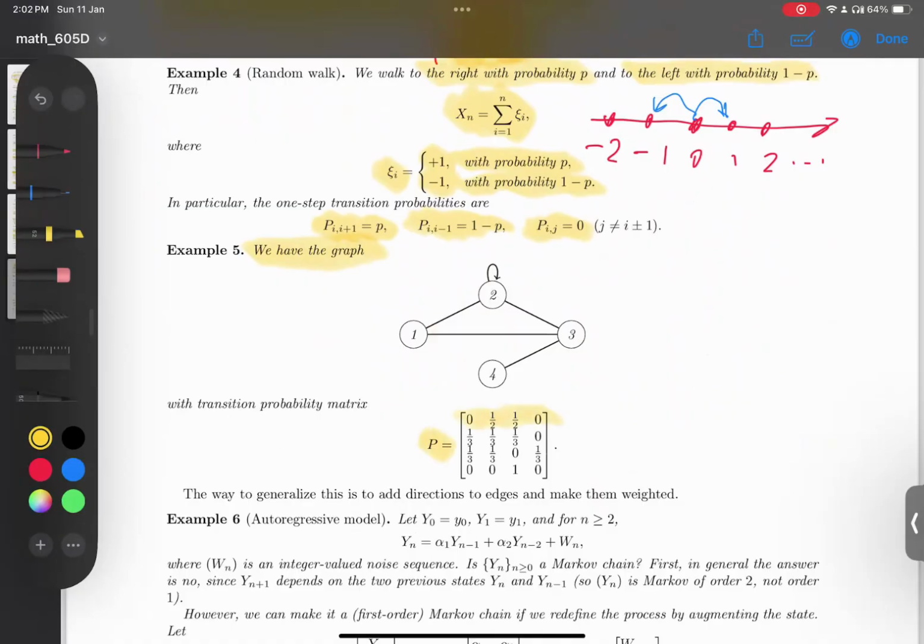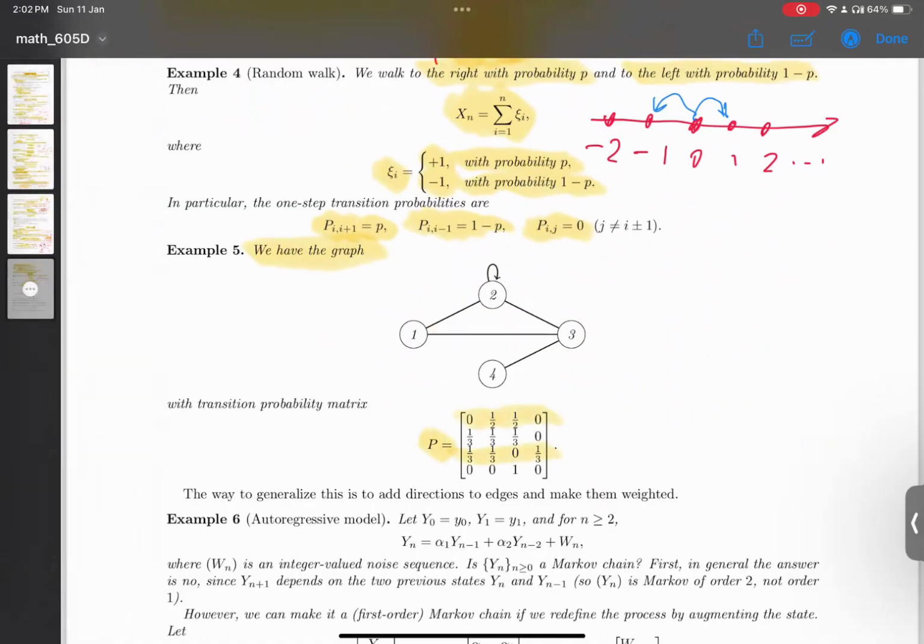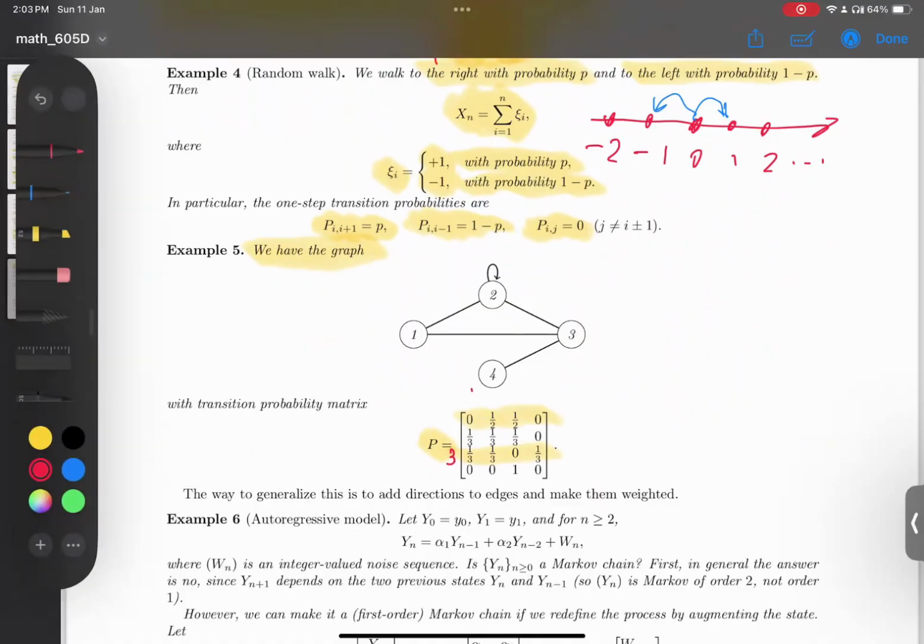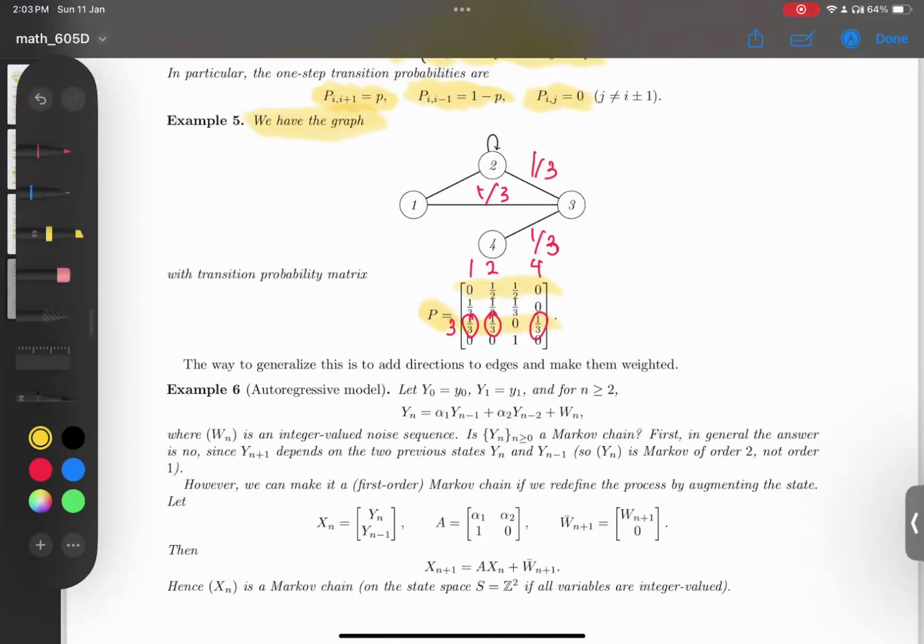So for example, for the third row, it means I am in state 3, and I can either go to state 1, to state 2, I cannot stay in state 3, or I go to state 4. That's why I have equal probability to go to each of the states. I can assign for each edge my probability to go to another state with a number 1/3. We can generalize this undirected graph either to add directions or to make them weighted.